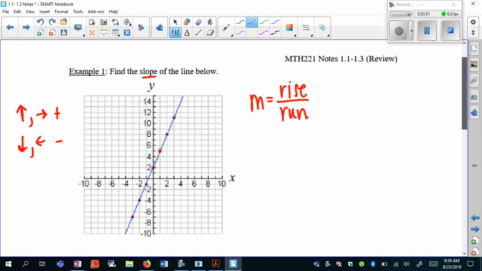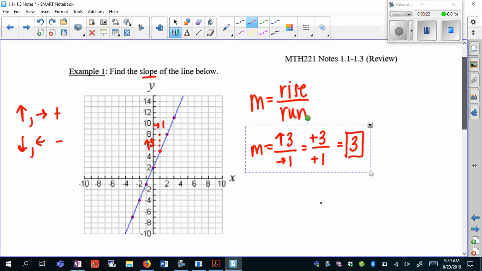From here, I have to go up 1, 2, 3, and then over 1. So I'm going up 3 and then over 1. When I translate that, that's up 3, right 1. This is going to be a positive 3, positive 1, because they're both going towards positive numbers. So I end up with a slope of 3.